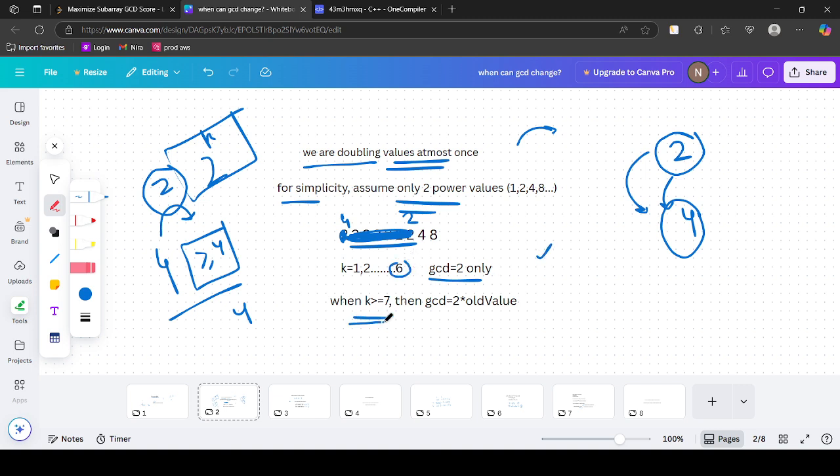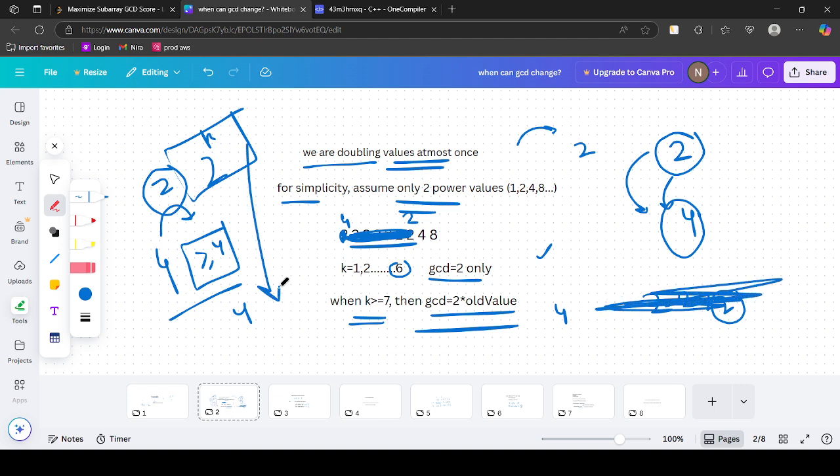When k is greater than or equal to 7, then the GCD will be 2 into old, which is 4. Originally the GCD is 2. So if we try to increase the least value, because the least value is 2 here, if we leave at least one 2, the GCD will not be changed. If we change every value, only then the GCD will be doubled. So the first observation is, it depends on the least 2 power value if all are 2 power values, because we assume that this is the simplest case.